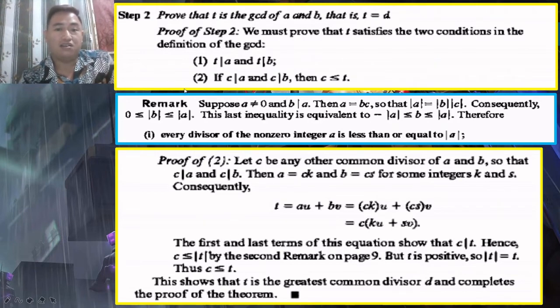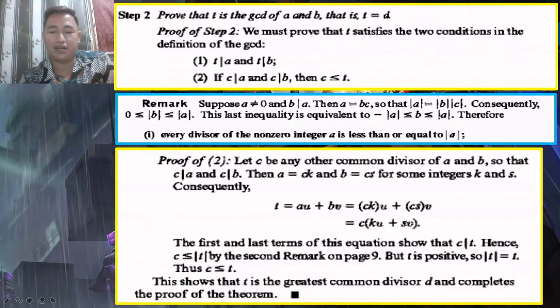Earlier we showed that T is positive, but the book uses the absolute value, so that works too. By the second remark on page 9, every divisor C, listen, this C, since C is a divisor because it divides T: every divisor C of the non-zero integer A is less than or equal to the absolute value of A.